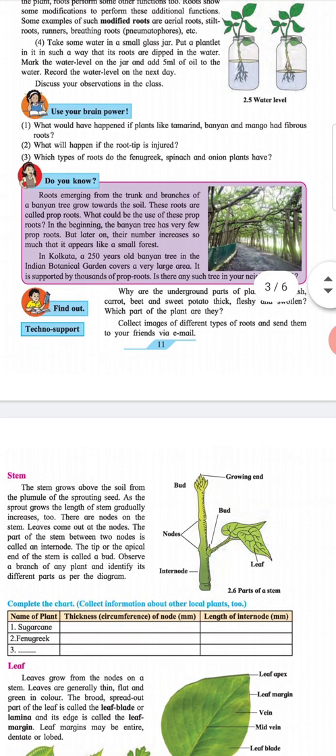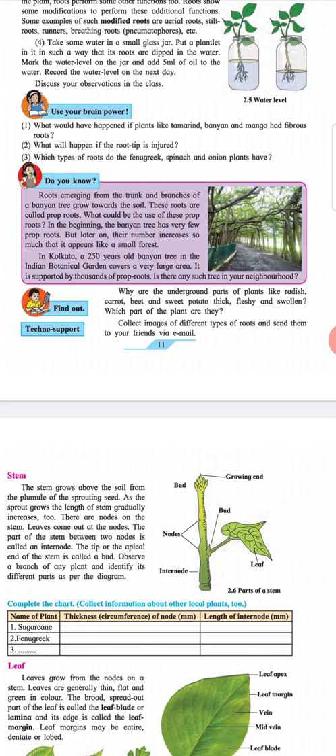Heading: Use your brain power. 1. What would have happened if plants like tamarind, banyan and mango had fibrous roots? 2. What will happen if the root tip is injured? 3. What types of root do the fenugreek, spinach and the onion plants have?